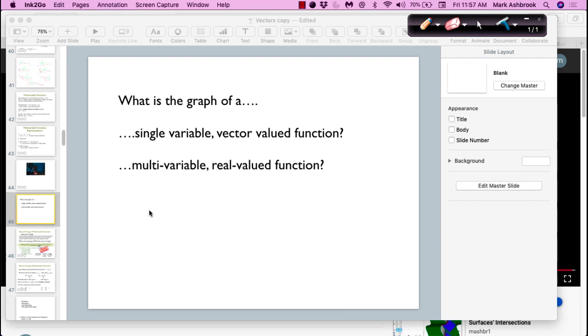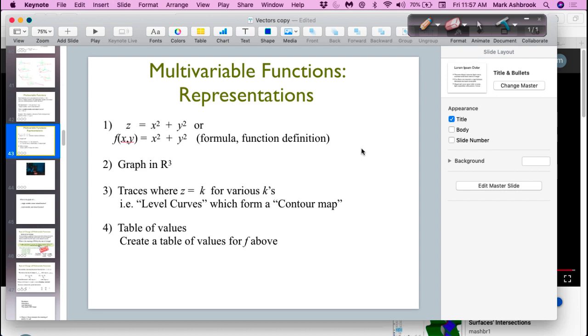Okay, so we were talking about, again, these are the 4 representations of a multivariable function. And we'll spend the most time on the 2 variable functions. So a formula definition, like f of x, y equals the formula. The graph in R3 we said was, what kind of graph was it?